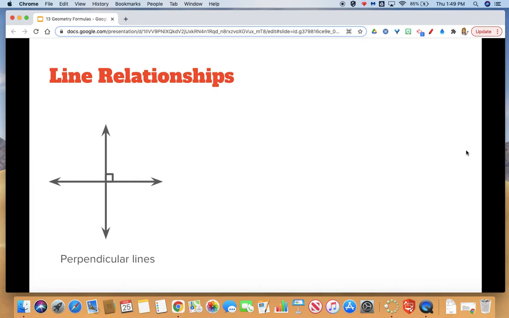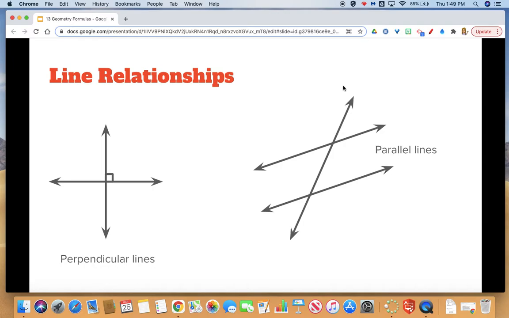When a set of lines intersect and we see this 90-degree angle created, we call those perpendicular lines. When we have a set of parallel lines, that means they run on and will not touch at any point in time. And we see this line that goes through them, we call it a transversal line. All of these pieces are going to come into play today as we talk through different relationships with angles.